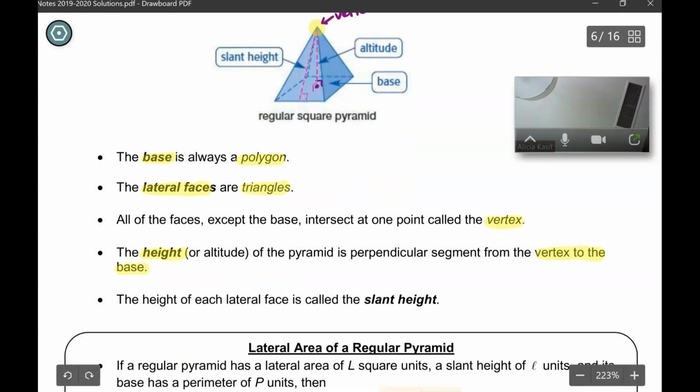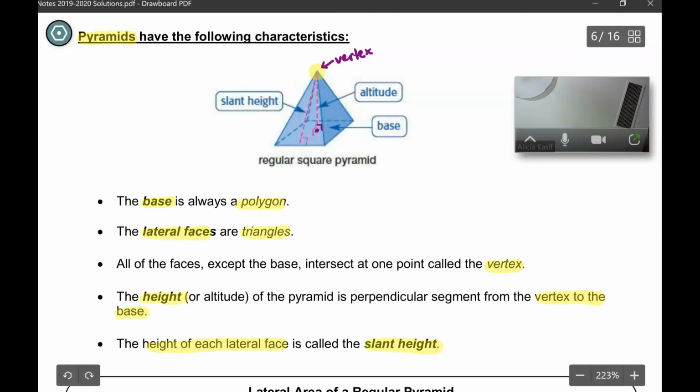Then we have another type of height, and that's the height of each lateral face. The height of each lateral face is called the slant height. So the height, the altitude of the pyramid, is inside. The altitude is used when we are trying to find volume, because volume is what's on the inside. So we have to introduce this other type of height along the outside. It's the height of one of these triangles. We call that the slant height.